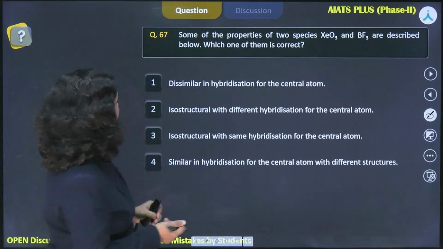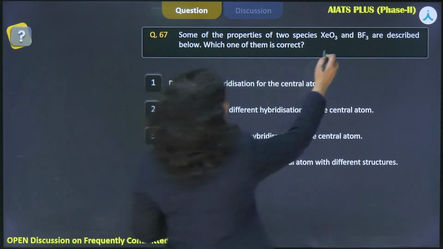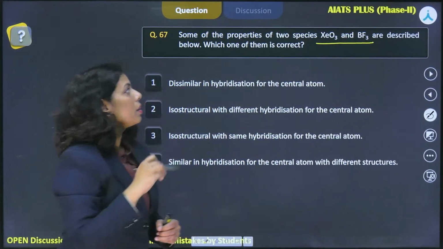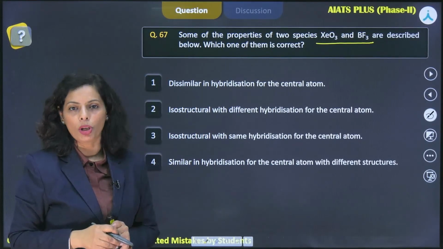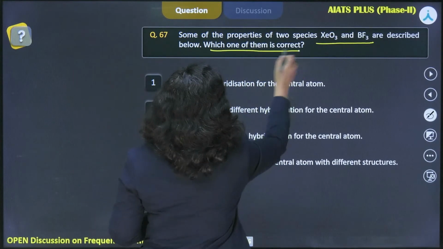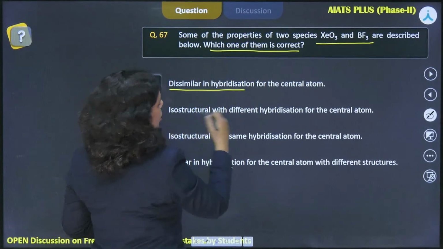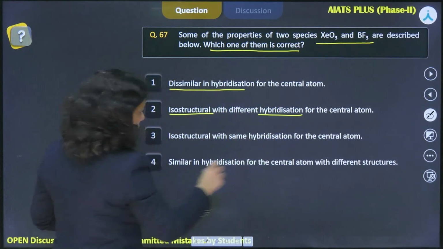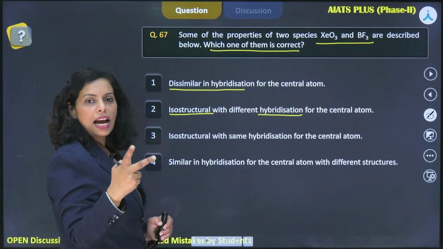This is the question which is about the properties of the two species XeO3 and BF3. As I'm looking at these two compounds, one thing is clear in my mind that we are talking about chemical bonding and molecular structure, okay? So which one of them is correct? Now if I'm looking at the given options, they are talking about dissimilar hybridization of the central atom, isostructural, hybridization. So what I identified so far is that we are talking about two things, structure and hybridization.